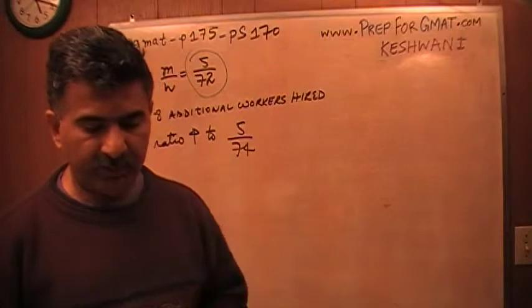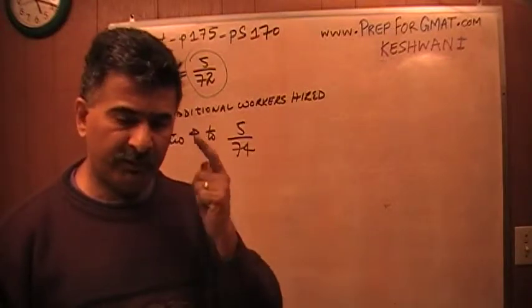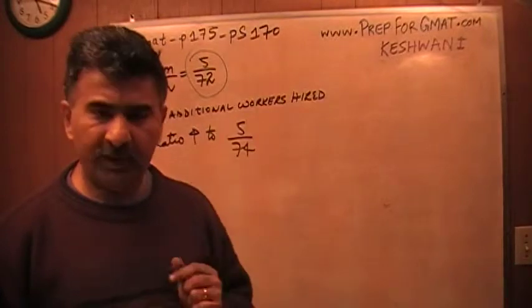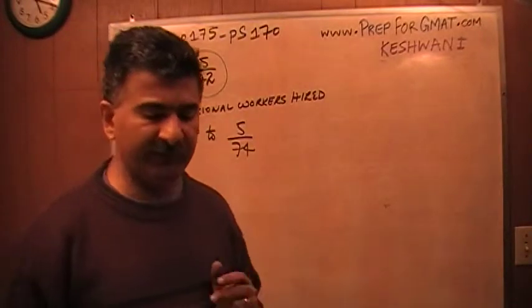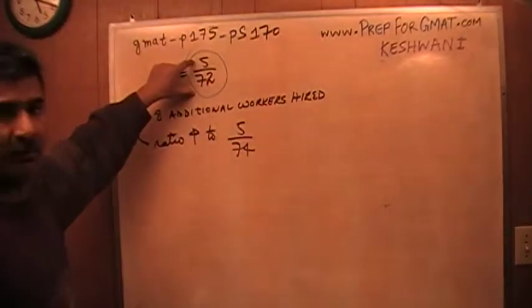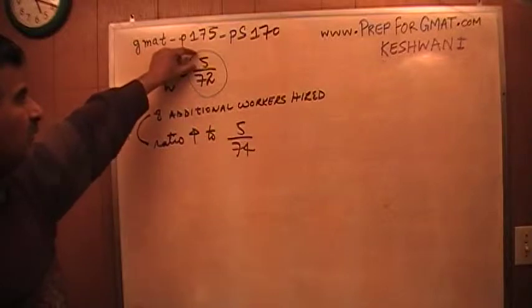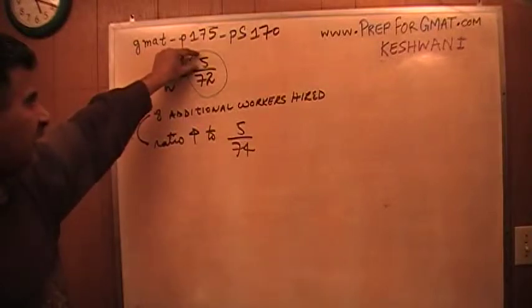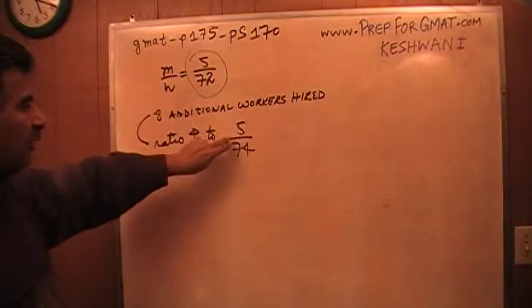Notice that if you look at the answer choices, it confirms my intuition. All the answer choices are multiples of 5: 5, 10, 15, 20, and 25. It makes sense because that is our unit. They have divided up the group of workers by 5 managers. 5 managers supervise 72 workers. When they hire 8 more, the ratio goes up to 74.